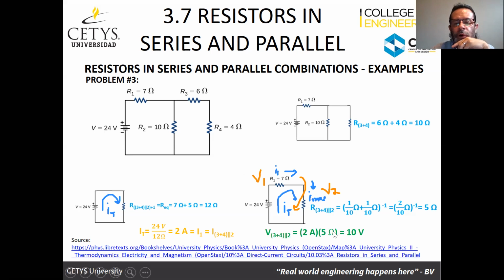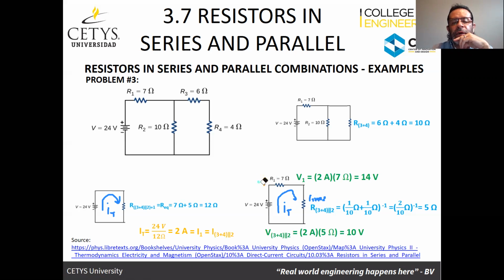And we can find the voltage in each of the elements. The voltage in resistor 3 plus 4 parallel 2 is going to be the 2 amps multiplied by the 5 ohms. That's going to be these 10 volts. And we also know that the voltage in resistor 1 is going to be equal to the 2 amps multiplied by the 7 ohms. And now we have the 2 voltages that we're looking for.